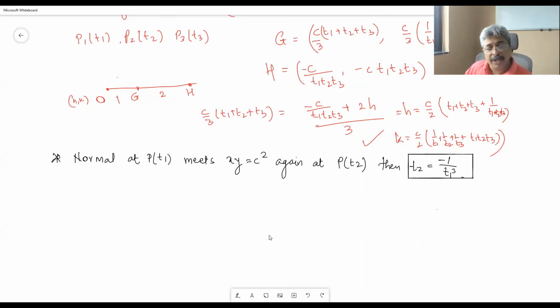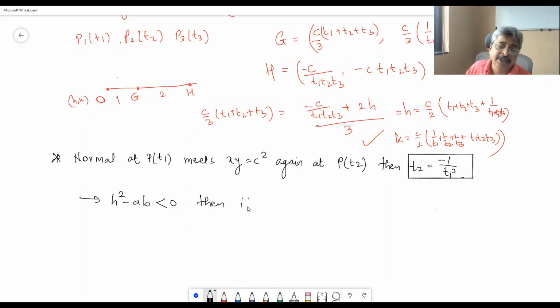Now, we have not yet done the characterization of hyperbola, ellipse and parabola, but we have said h square minus AB is equal to 0 is parabola. Let me tell you now, we will prove it in the next lecture. If h square minus AB is less than 0, then it is ellipse. And if it is h square minus AB, let me tell you the reason behind it.